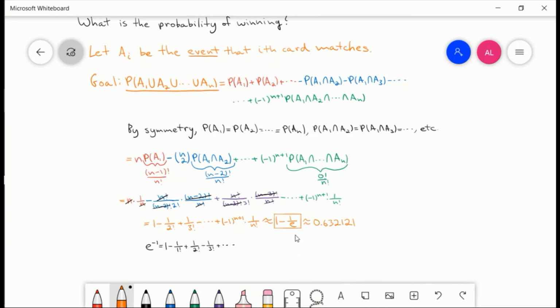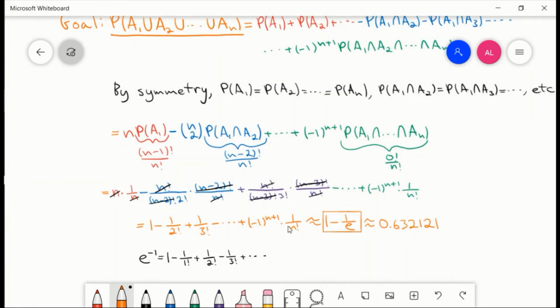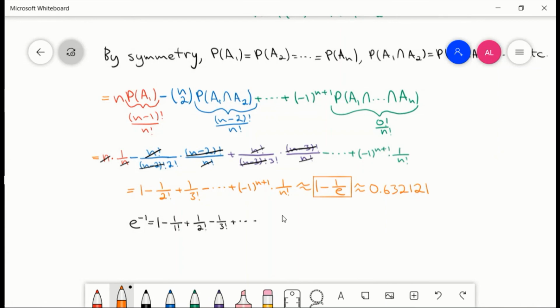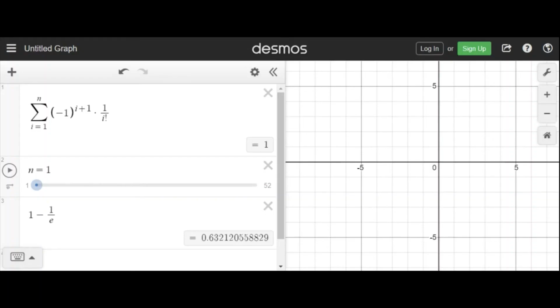And 1 over e is really fundamental in probability, especially since this sum appears a lot. But the other reason why I find this result incredibly amazing is because of how fast this thing converges. So I'm just going to do a quick demonstration here. For this quick demonstration, what I have here is the sum that we approximated Montmort's problem with, evaluated up to n.